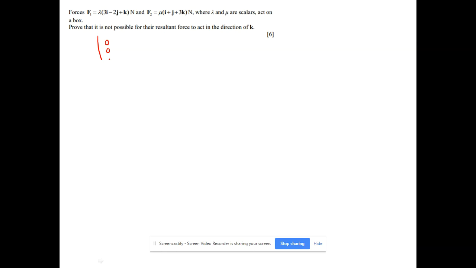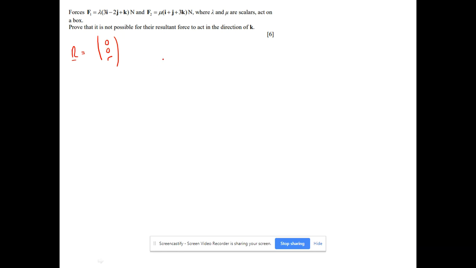So we can call the resultant force, let's just go with r. So it'd be 0, 0, r, some sort of movement. That's what we'd expect for the resultant force. So the resultant force would end up being 0, 0, r.